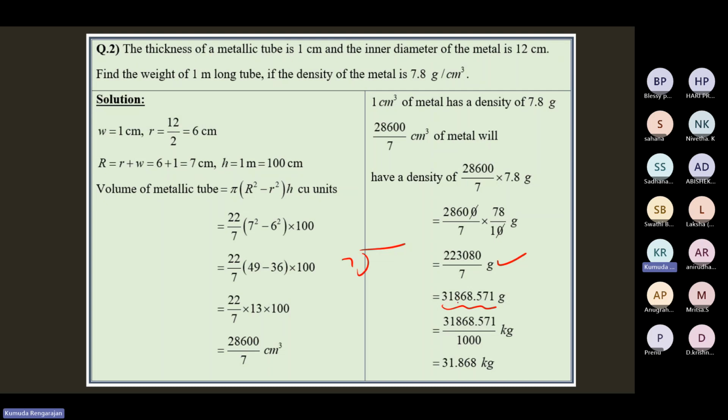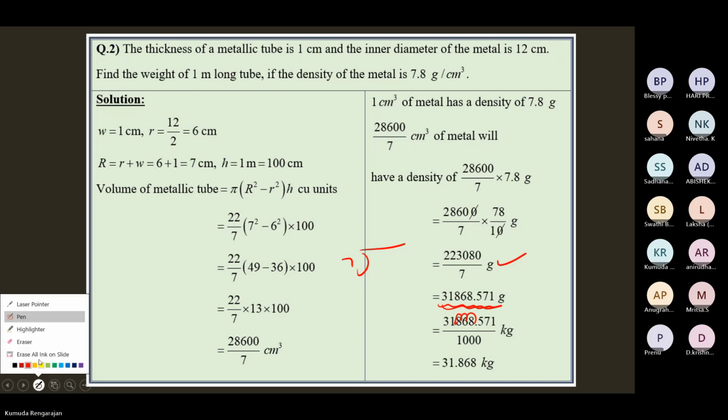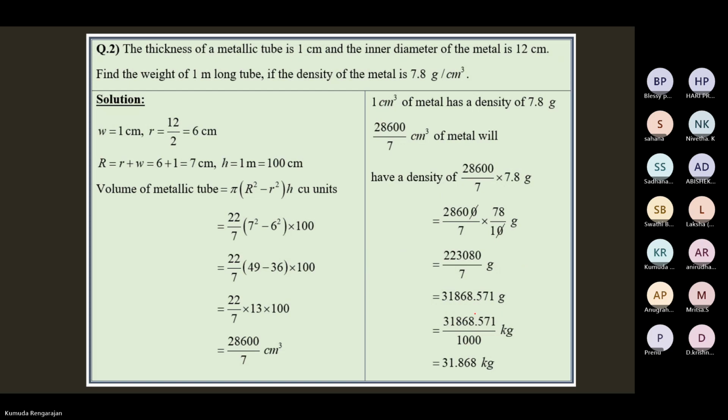Now, since it's more than 1,000, convert it to kilograms. So to convert grams to kilograms, you should divide by 1,000. 1, 2, 3. Shift the decimal point. 1, 2, 3. Shift it. 31.868 kilograms.